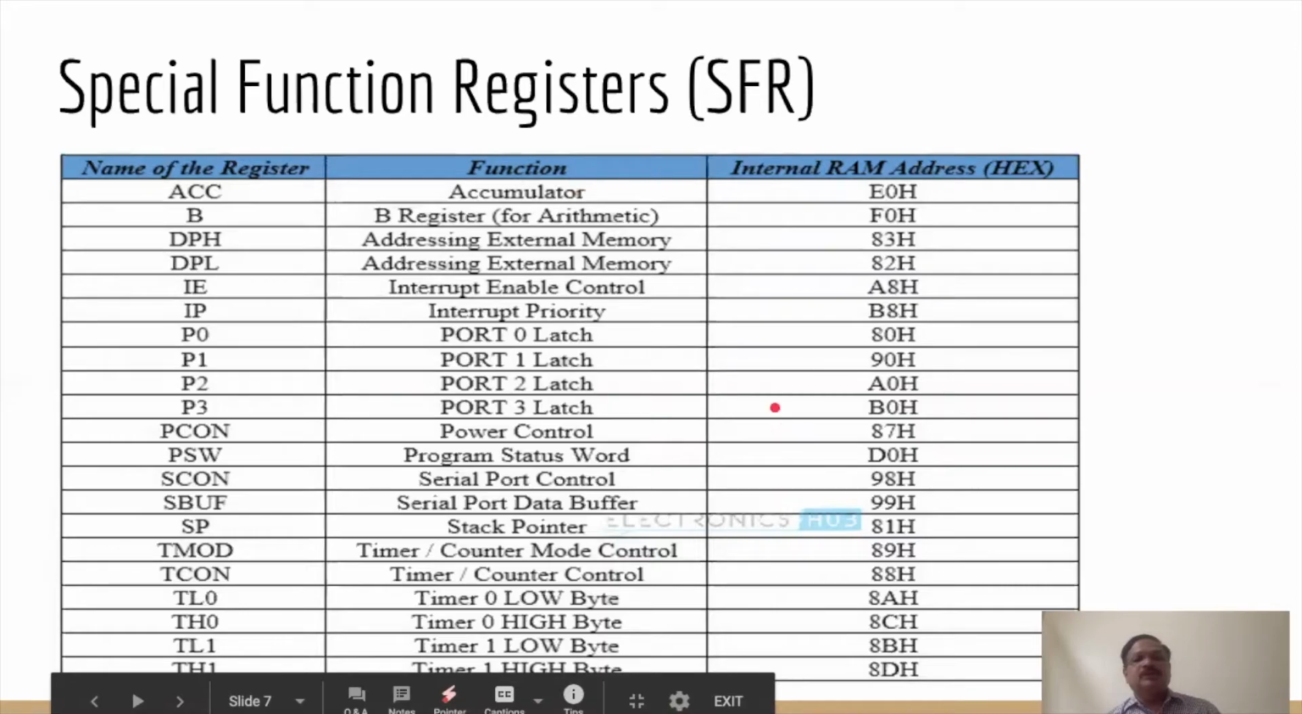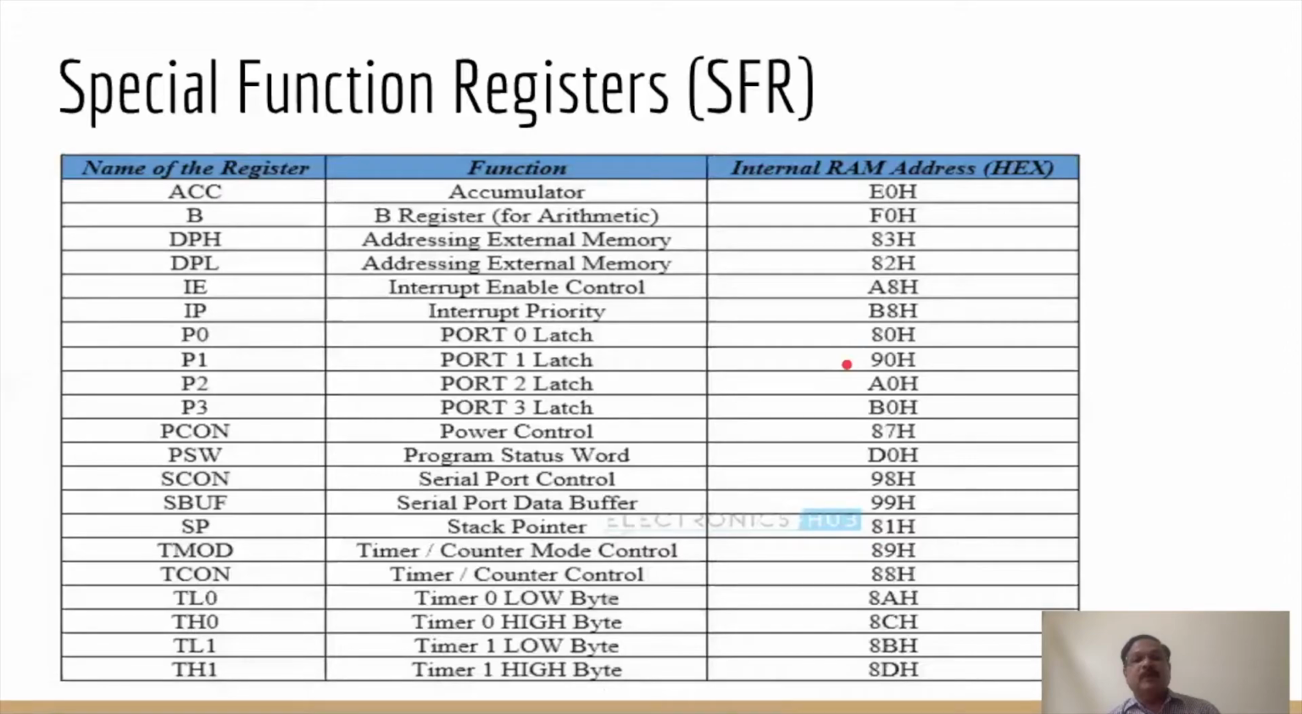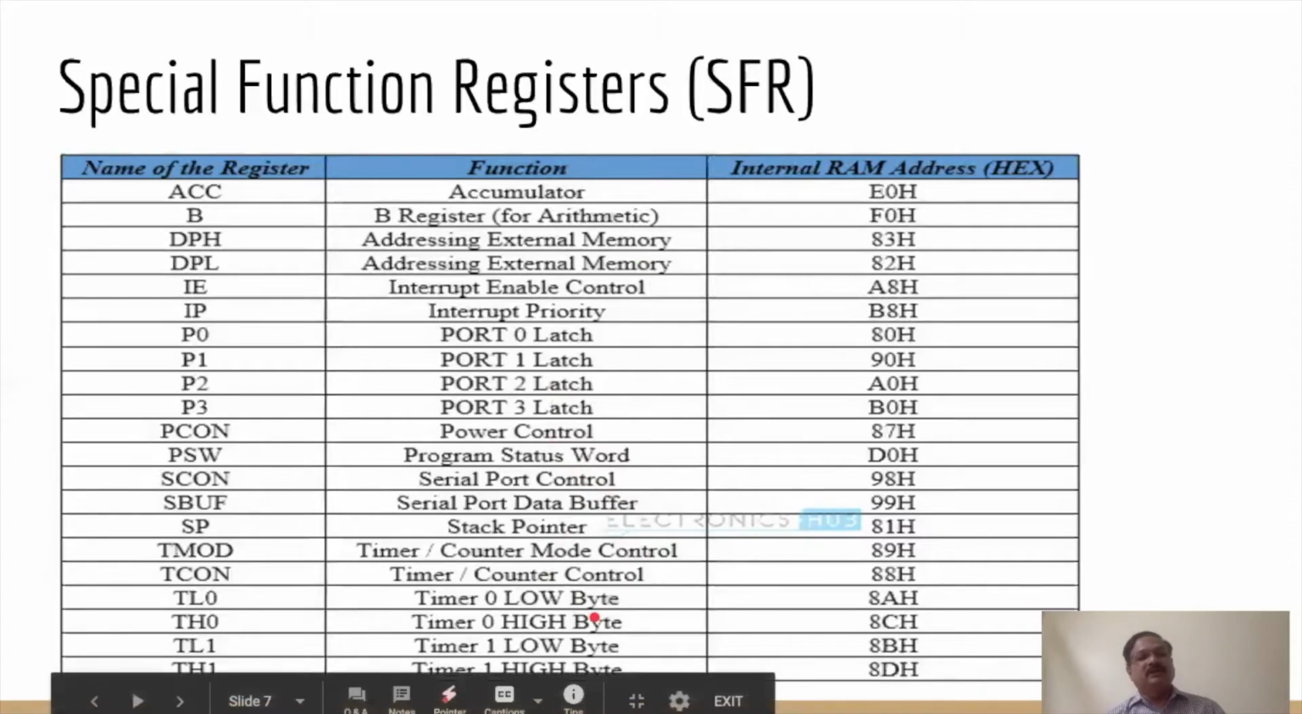Let us say you want to access the ports at 80H. You can access port 0 for parallel data transfer. You can use these ports as input or output. So through these port addresses, 80H for port 0, 90H for port 1, A0H for port 2, and B0H for port 3, like that, using the port addresses, you can communicate through ports with the other peripherals, parallel data transfer, right? So these are the memory locations for all the SFRs that are there in the 8051 microcontroller.